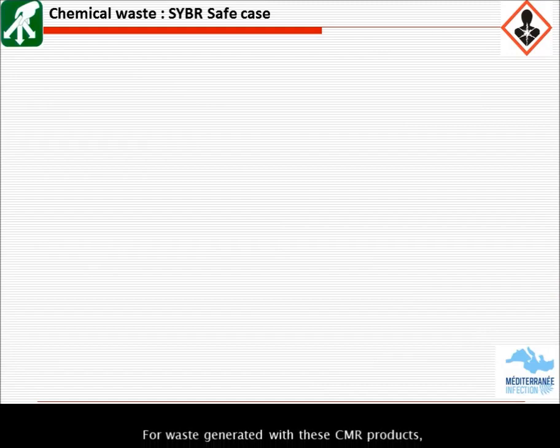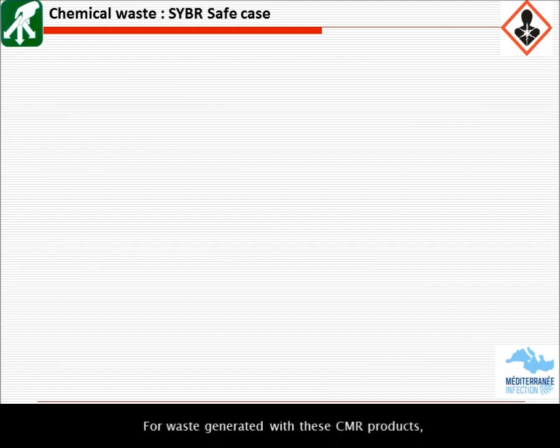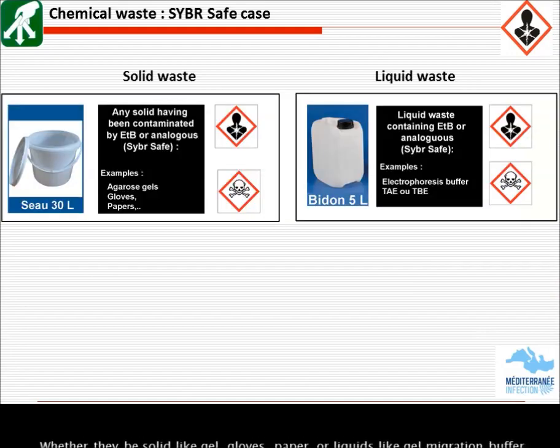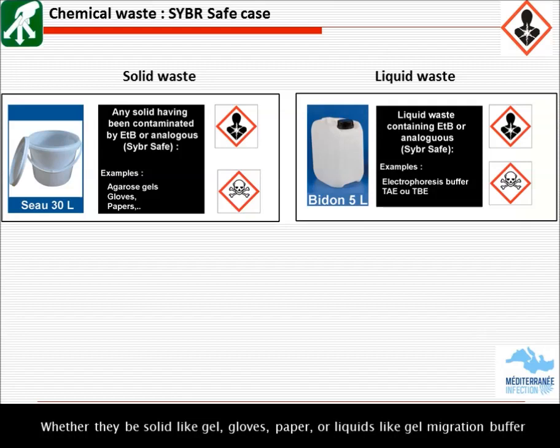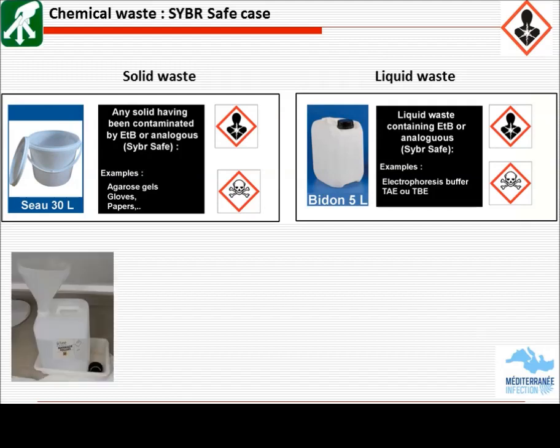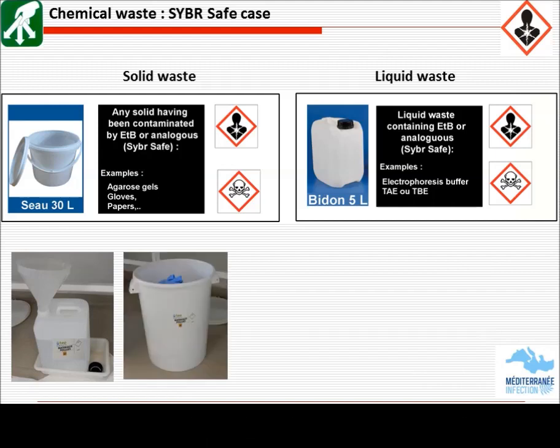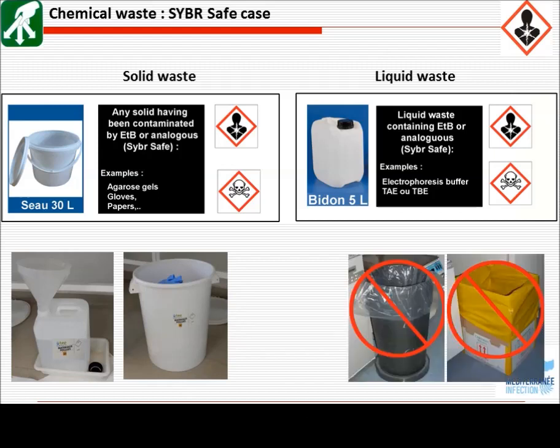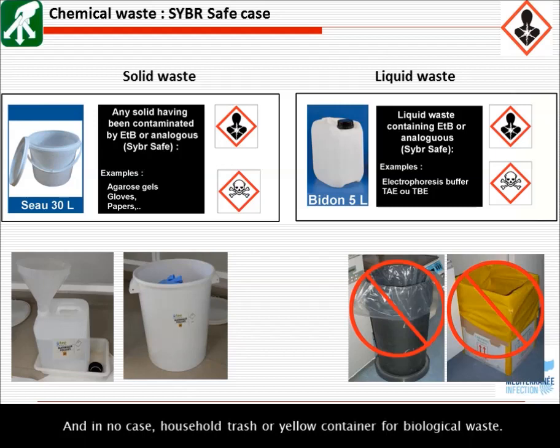For waste generated with these CMR products, whether solid like gel, gloves, paper, or liquid like gel migration buffer, all this waste is to be disposed of in specific containers. For liquids, cans clearly specifying contaminated waste ethidium bromide. For solid waste, 30-liter buckets. And in no case household trash or the yellow container for biological waste.